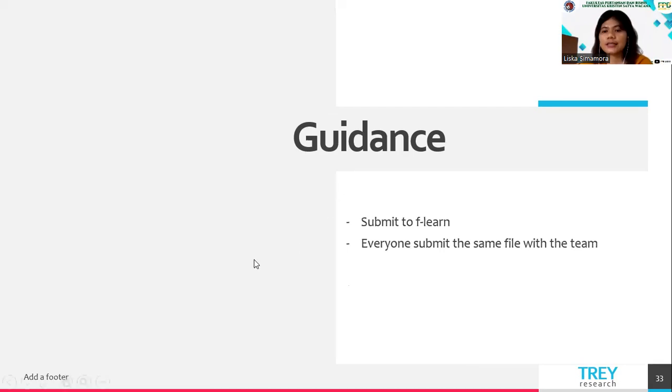And everyone submits the same file with the team. For example, if your group has three people, the 3 students A, B, and C have to submit one file. So not only the team leader submits the file, but all the team members should submit the same file as the others.